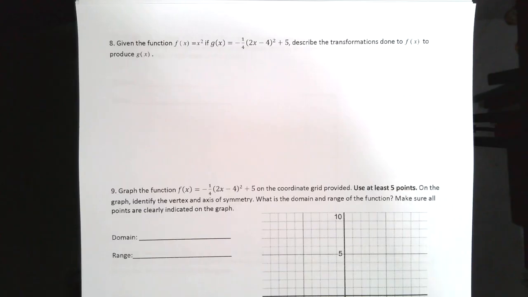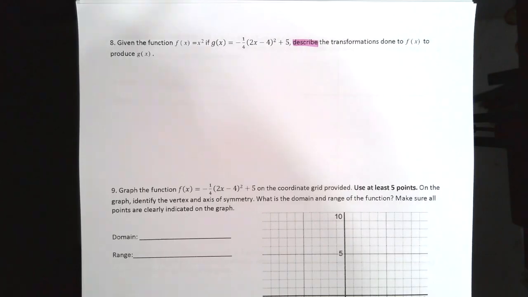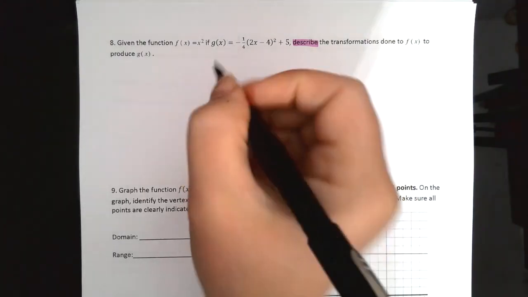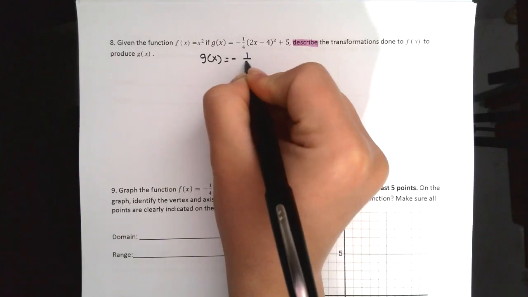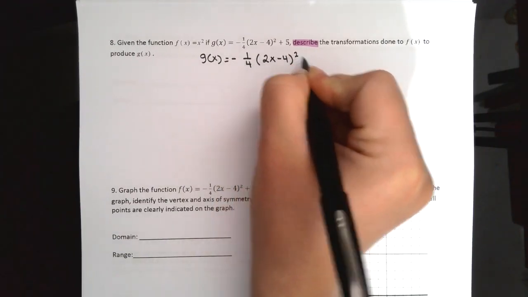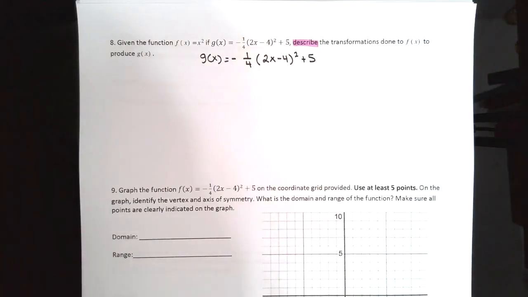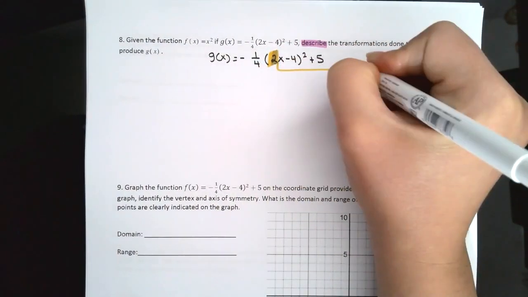One more describing question. And again, keyword here is describe. Anything that tells you to describe, we do English. I am going to write this out one more time. G of x is equal to -1/4 open 2x minus 4 squared plus 5. Again, when I copy this down, notice I do have a b value. That means I'm going to need to factor.